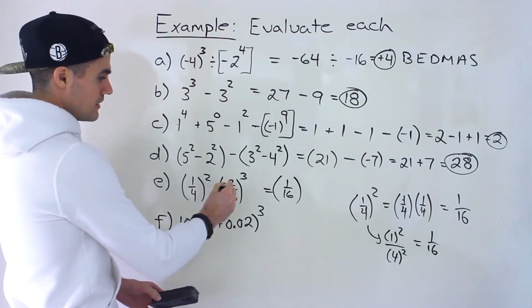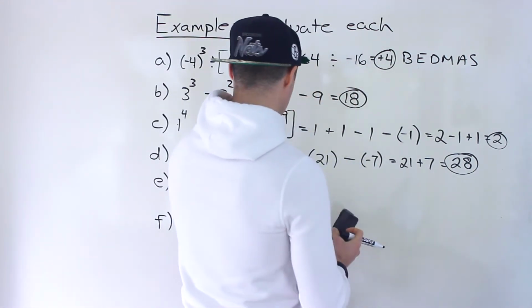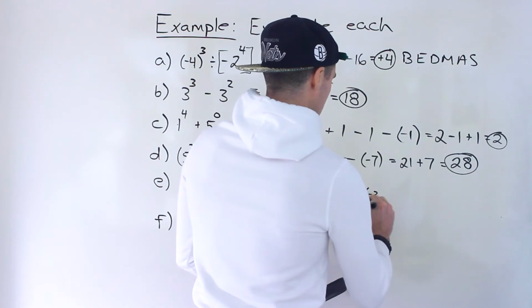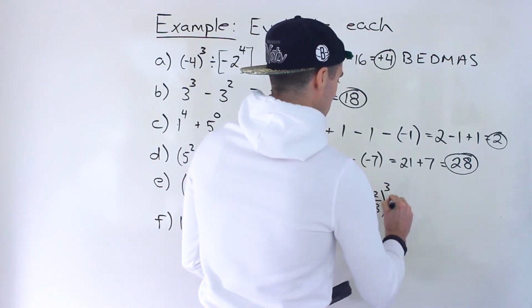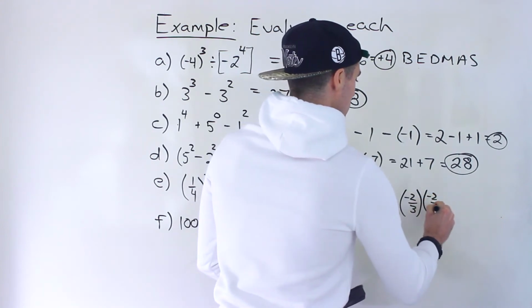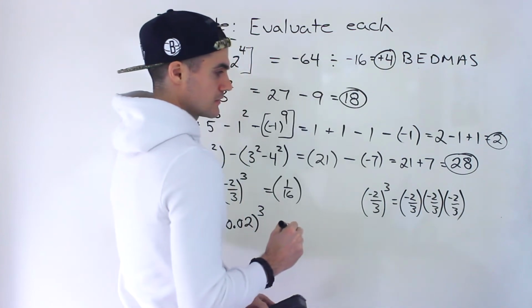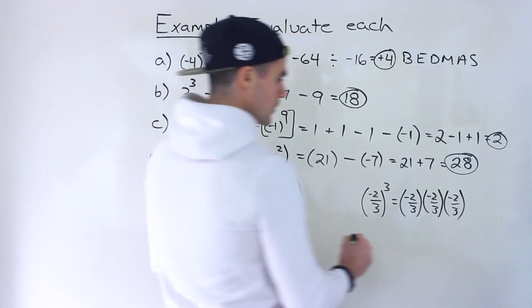And then we'd have negative 2 over 3 to the power of 3. So it would be negative 2 over 3 times negative 2 over 3 times negative 2 over 3. Like that, right? That's one way to write it.